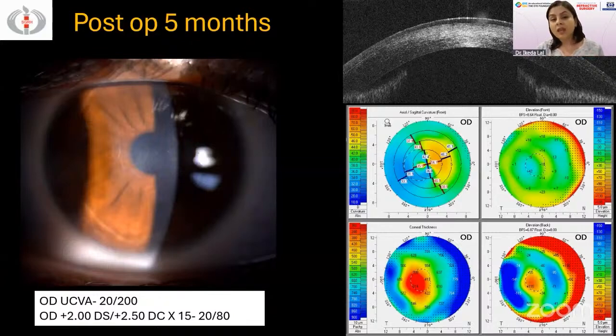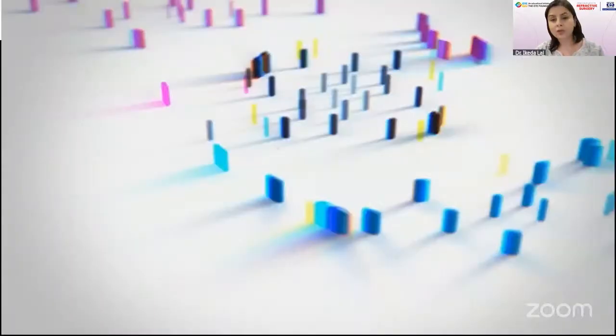So we have just kept her on follow-up as of now and explained to the patient that over a period of time, gradually the scarring will eventually go down and the hyperopic shift will come down. So I just wanted to share this rare case where there was an overlap between a stage 4 DLK and CTK. Thank you. Thank you so much.